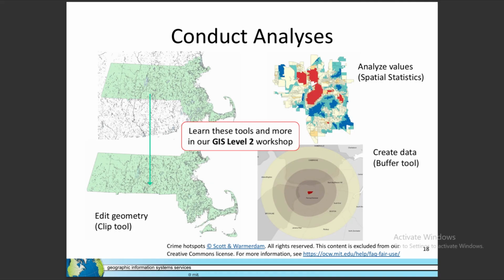Clip tool. The upper left shows a state boundary clipped to a smaller extent. When you're working with large national datasets but only need a specific region, you clip the data to your study area. This saves processing time and keeps your workspace clean. These are just 3 examples. GIS has hundreds of analytical tools: overlay, interpolation, network analysis, raster algebra, terrain analysis, and much more. We'll touch on some of these in GIS Level 2.